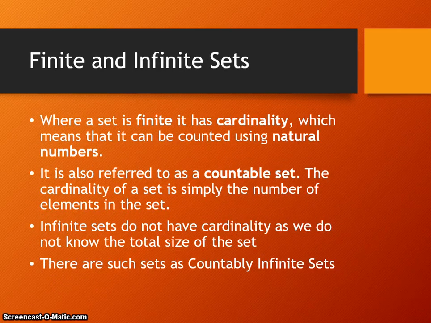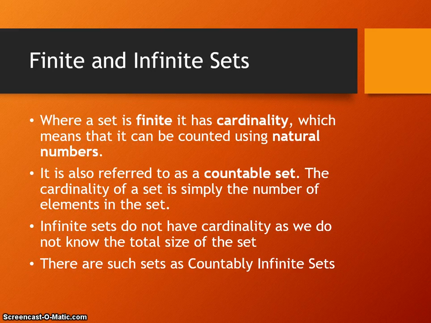We have finite and infinite sets as well. So a finite set is said to have cardinality. And cardinality means the size of it. So if there's 5 items in our set, it has a cardinality of 5. So cardinality means that we can count the number of elements inside it using our natural numbers. That can be referred to as a countable set. So a cardinality set is simply the number of elements.